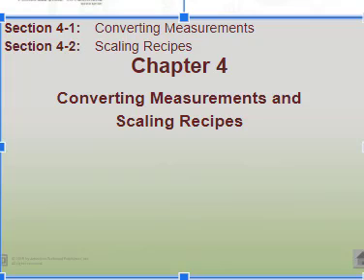Chapter 4. Recipes are often changed to produce more or less food to meet the demands of a particular kitchen. Food service employees need to be able to calculate new ingredient measurements to account for these changes in recipes. Often, measurements may need to be converted to different units of measure.